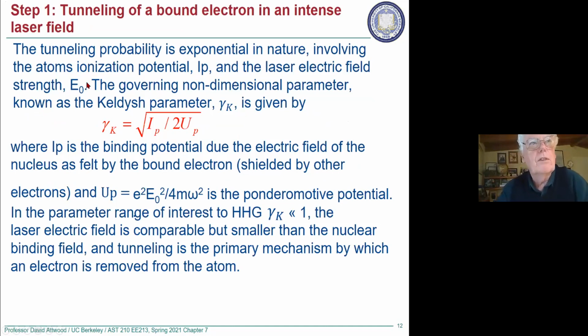Okay, so now we're going to go through the 3 steps. I'll show a little bit more for the different things, but we start with the tunneling of a bound electron in an intense field. And there's the so-called Keldysh parameter, from a Russian scientist, and he shows that the tunneling process depends on this.